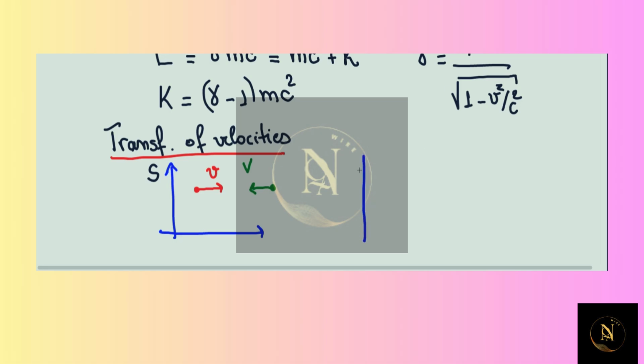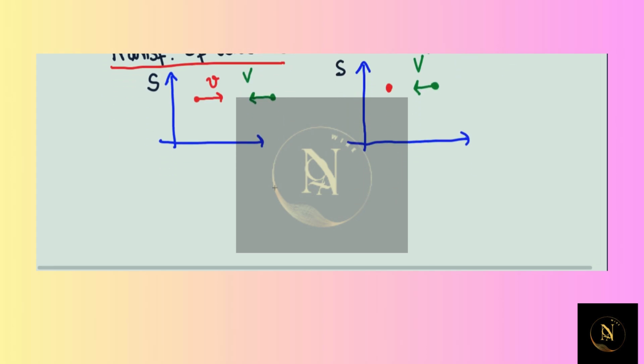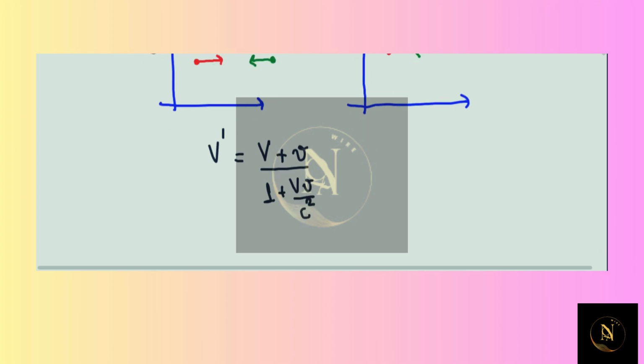Now consider that we have a second reference frame in which the first particle is at rest. So the red particle has no velocity according to this reference frame. And we ask ourselves, what is the velocity of the green particle, v prime? According to special relativity, v prime is equal to capital V plus v divided by 1 plus capital V v over c squared. And now we can move on to our exercise.